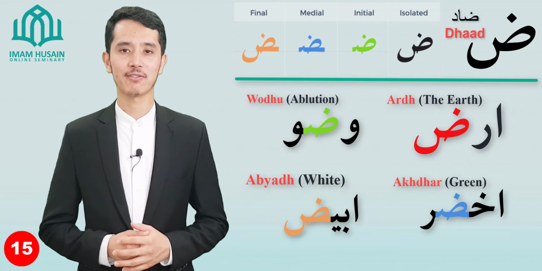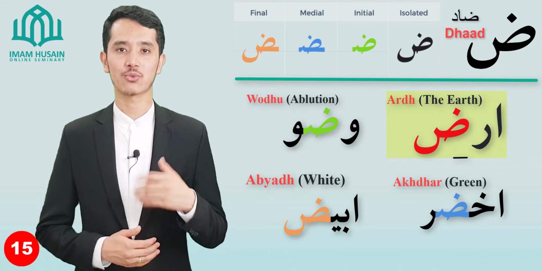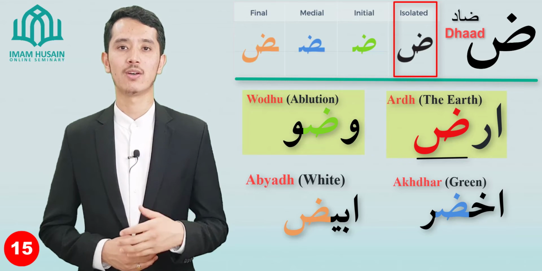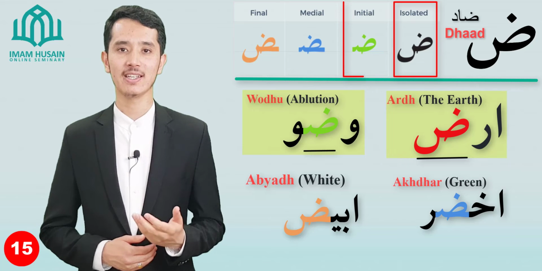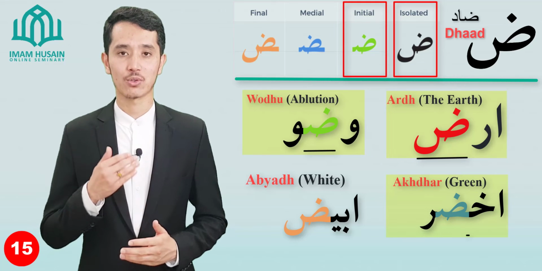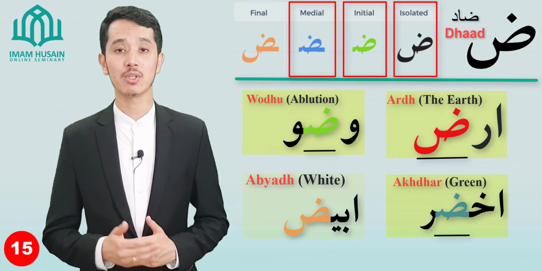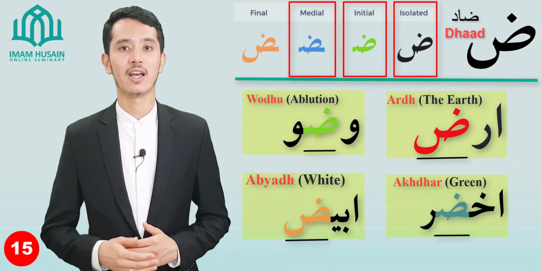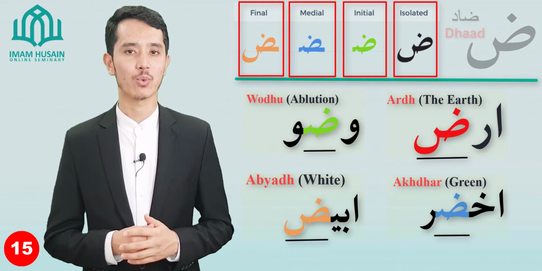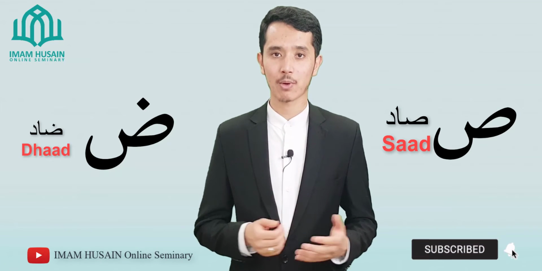Now, can you identify the different forms? Let's do it together. In the first word, ard, the letter Dhaad is written in isolated form. And the next word, wudu, the letter Dhaad is written in initial form. And the third word, akhdar, the letter Dhaad is written in middle form, mashallah. And finally, in the word abyad, the letter Dhaad is written in final form. MashaAllah, you learned the different forms of the letter Dhaad as well. So in this session, we talked about the letters Saad and Dhaad, everything about these two letters.